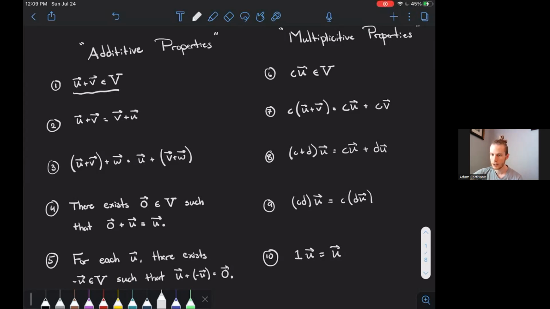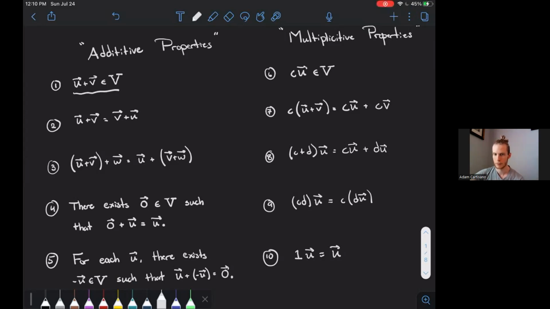Right? I also need, property 5, the existence of an additive inverse for every vector. So every vector needs to have some other vector in my vector space, such that when I add the two vectors together, if I add the pair together in either order, they mutually annihilate down to the zero vector, the additive identity.